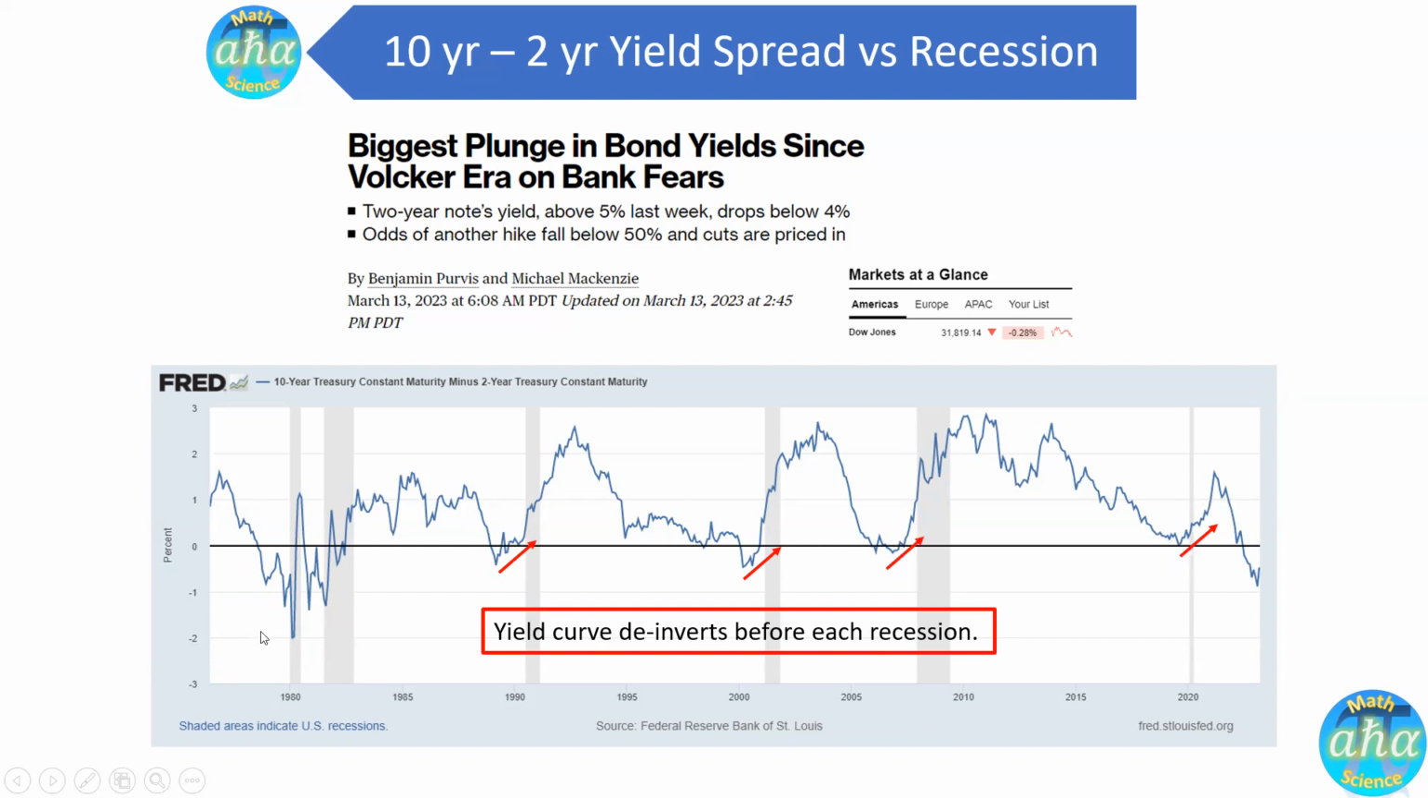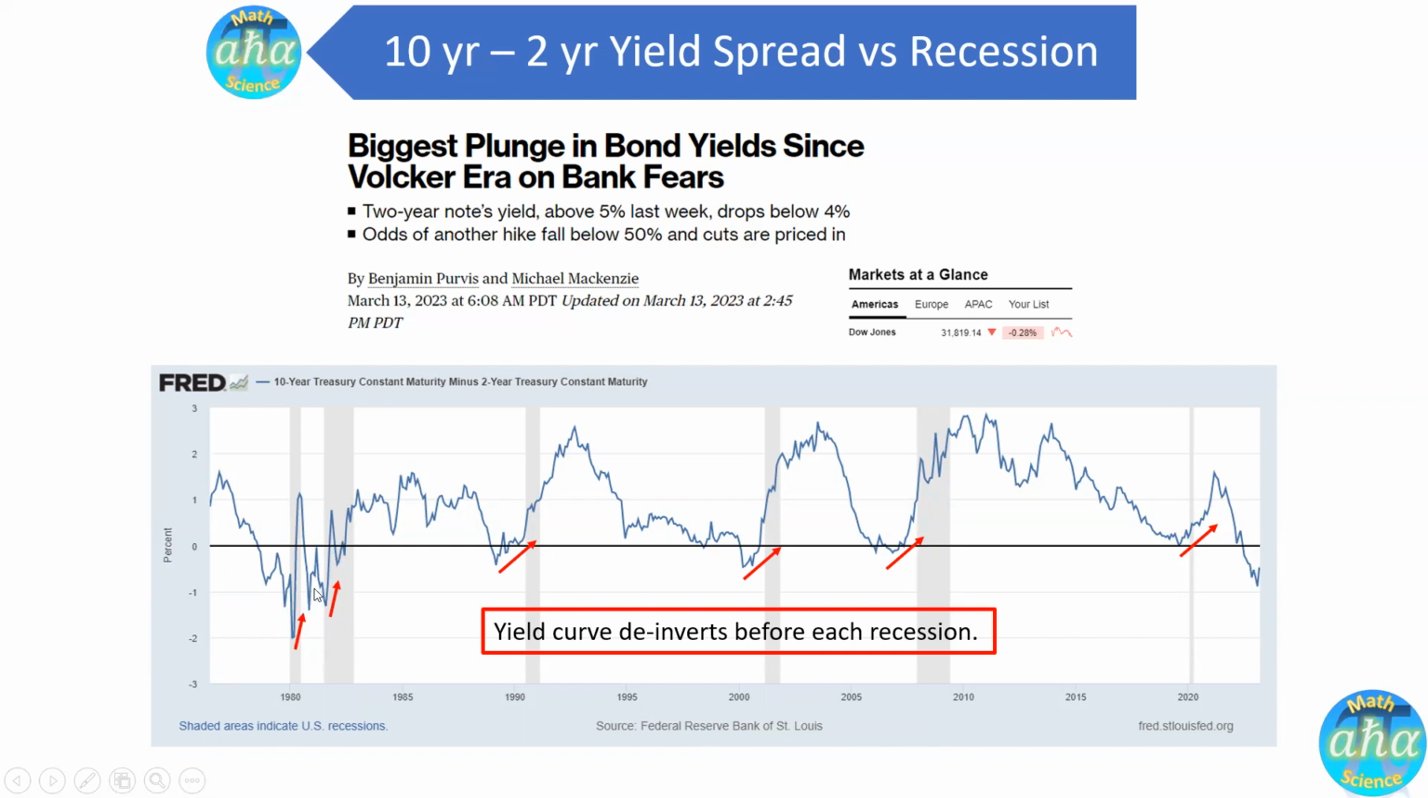And then 1981 is actually very interesting because there are 2 recessions here. One is in 1980 and another one is in 1982. And still you have the de-inverting, and then the yield spread becomes positive, and that's when the recession actually starts. So inverted, then de-inverting, the spread becomes positive, and then recession.